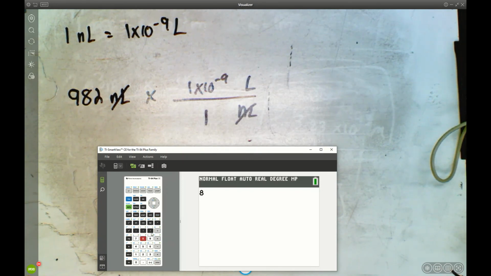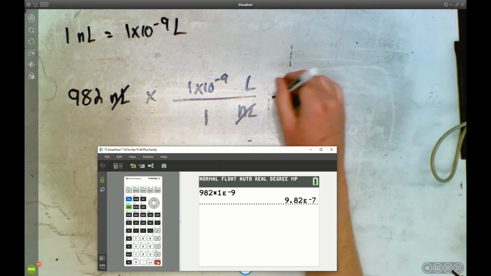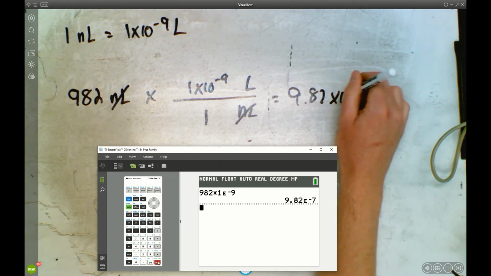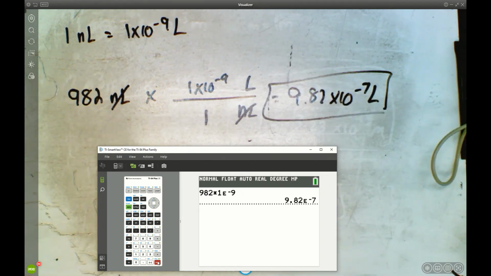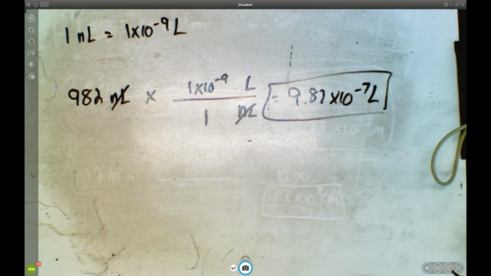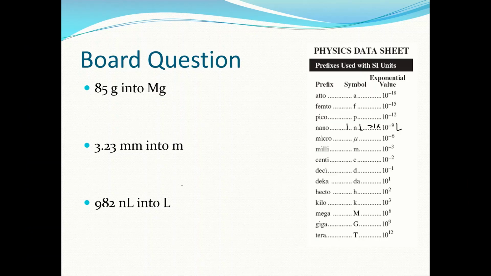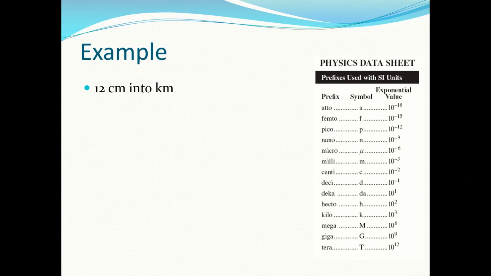again, I'll just leave the stuff on the bottom out. 982 times 1 times 10 to the negative 9. And I get 9.82 times 10 to the negative 7, and liters is my answer. Okay, that's all. That's how you do it. That's the board questions. Okay, so let's move on.